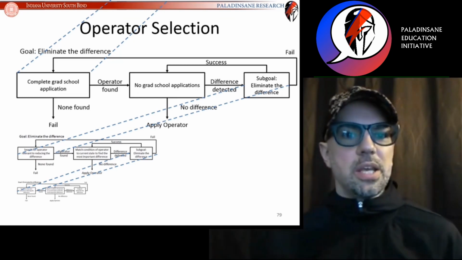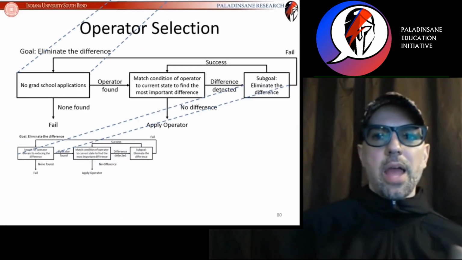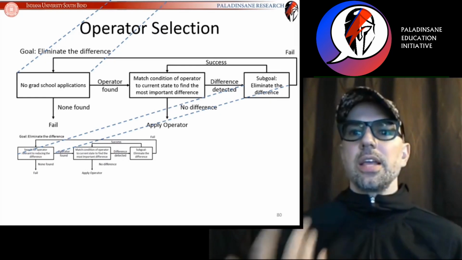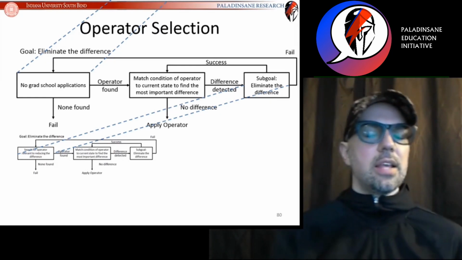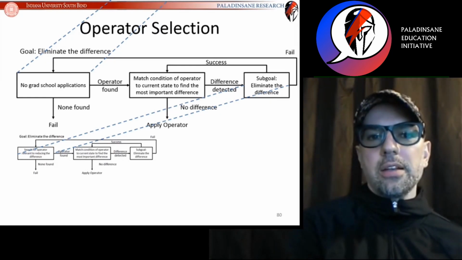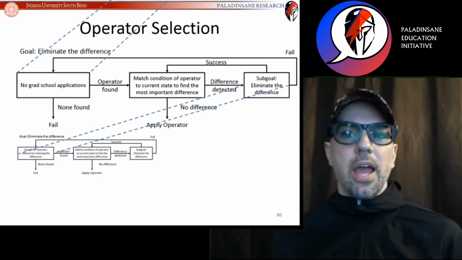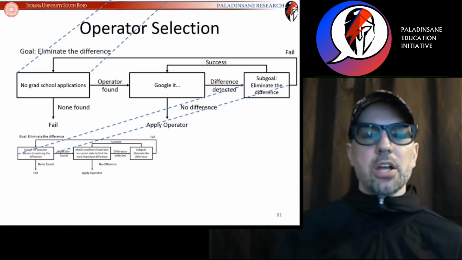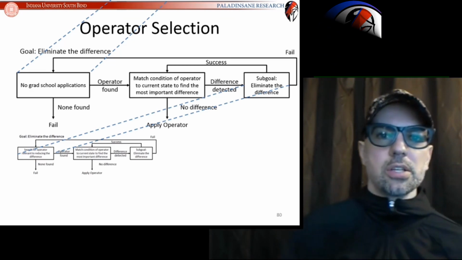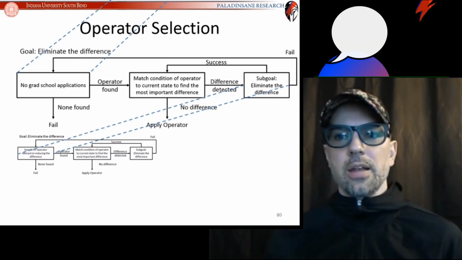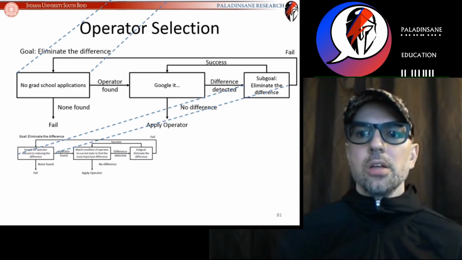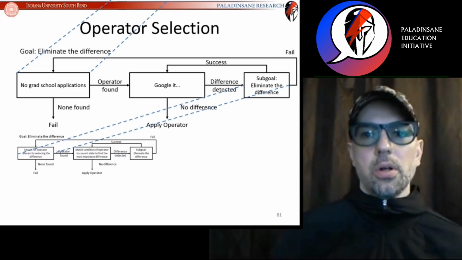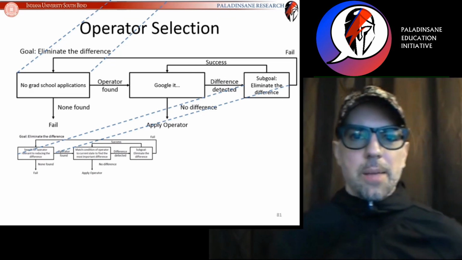So now we go deeper into this and we have no grad school applications. And you ask yourself, can I apply an operator to that? Can I find that grad school application? And you might say, all right, well, what I can do is I can Google it. My current state is I have no grad school applications. The most important difference for that would be to find some with Google. So I'm going to Google it. So that becomes your new sub-goal: Google these grad school applications.